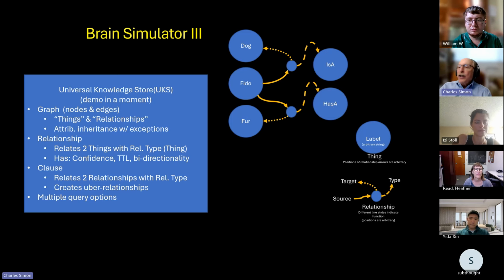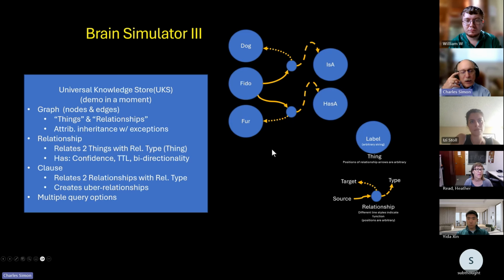The source, target, and type are all Things, and that means that there is no limitation on how many you can have or how they work together. ISA relationships are a little special in that they allow for attribute inheritance, but so too, there are other relationships that also do that.